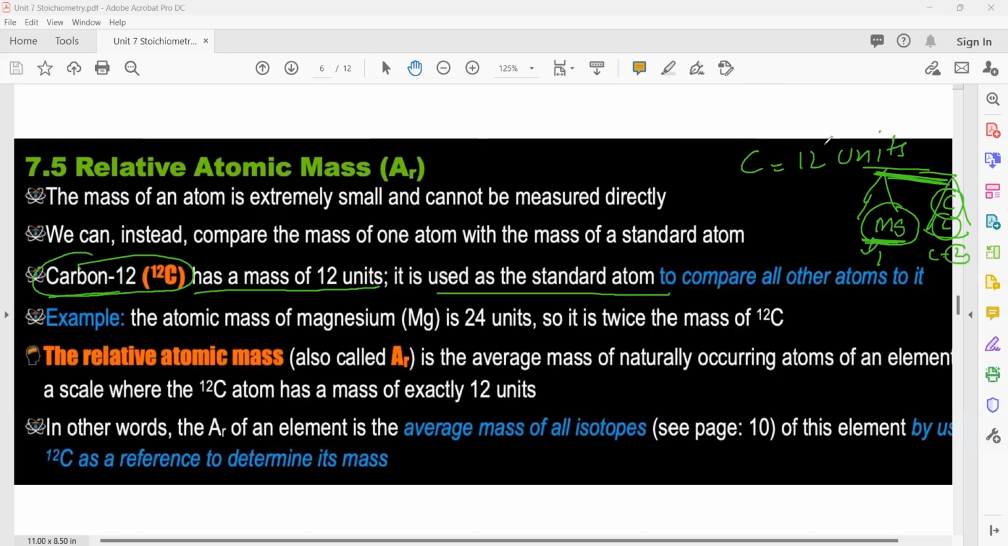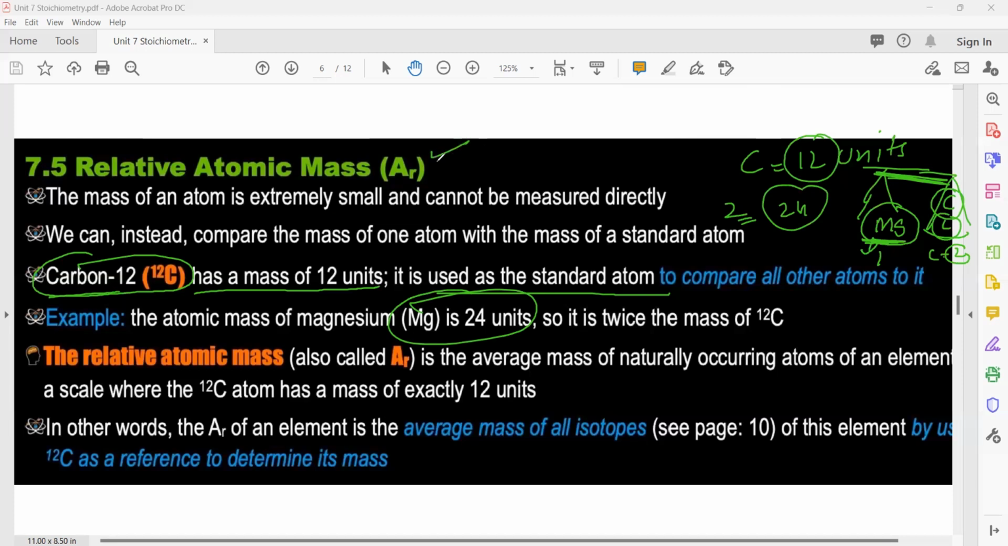So carbon is equal to how many units? 12. So two carbon equal to how many units? 24. So the mass of magnesium is 24. So like this, they are comparing it.